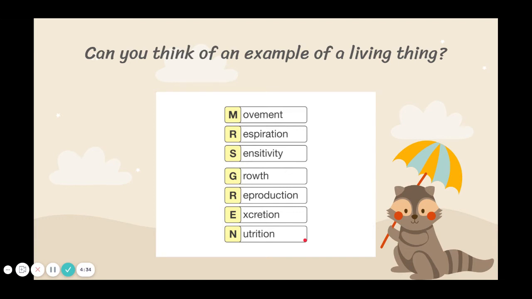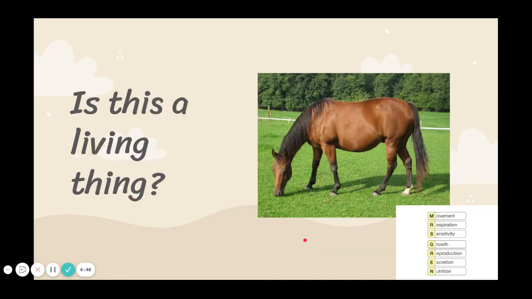You're right. We are living things. Animals are living things such as squirrels, dogs, whales, dolphins, and plants and trees are also living things. So, is this a living thing? Give me a thumbs up or a thumbs down. Is this a living thing? It is a living thing.